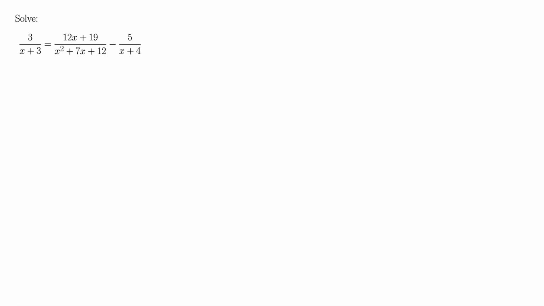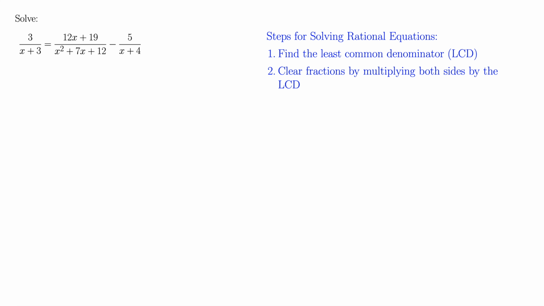So let me bring up the steps to solve these. Here they are. You want to find the least common denominator first and then clear fractions by multiplying both sides by that least common denominator. Another hint I'll give, which you may or may not have noticed, is that you need to factor this first. That'll help you get the LCD. Okay, so pause the video, try it on your own, and see if you can get this to work out.